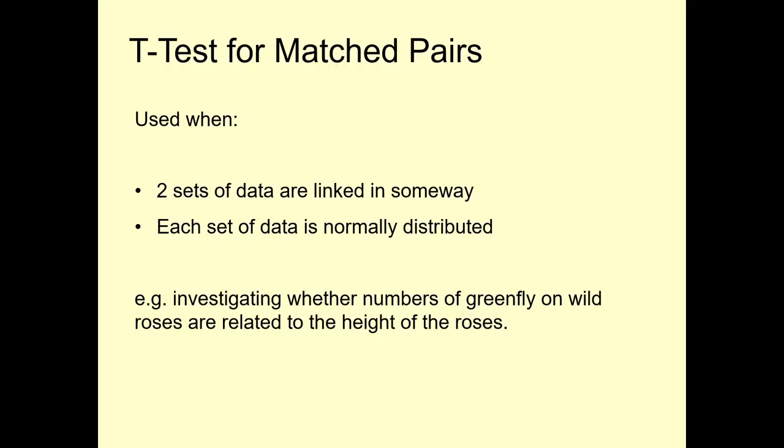Right. Another use of t-test is for matched pairs. This is used when two sets of data are linked in some way, and again, each set of data is normally distributed. So for this example, I'm going to be investigating whether the number of green fly on wild roses is related to the height of the rose. So green flies were counted on different heights of roses.